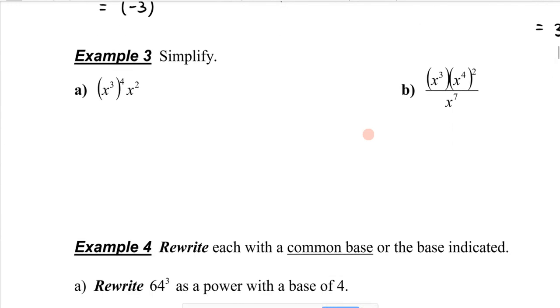Okay, example number 3. Let's simplify this. So some more. x cubed to the power of 4. So we have the power of the power rule. You multiply those exponents. So x to the power of 12. Then you have your x squared. So x to the power of 12 times x squared. These are two powers being multiplied. Okay. And so add their exponents. So I have x to the power of 12 plus 2, which is 14. So x to the power of 14.